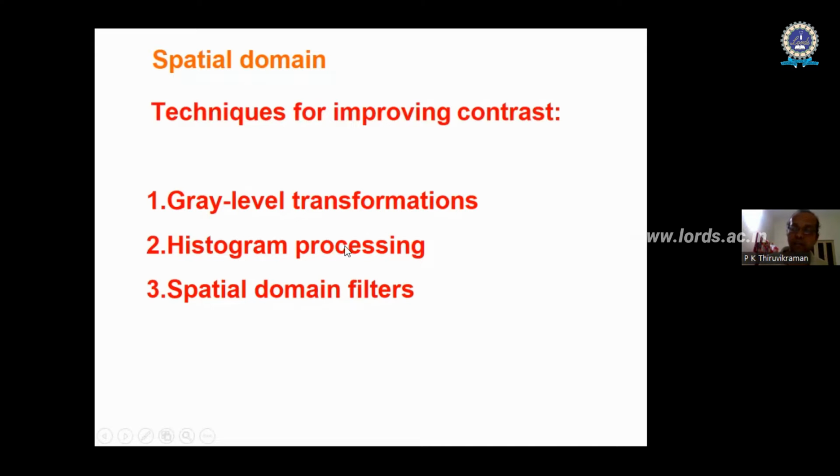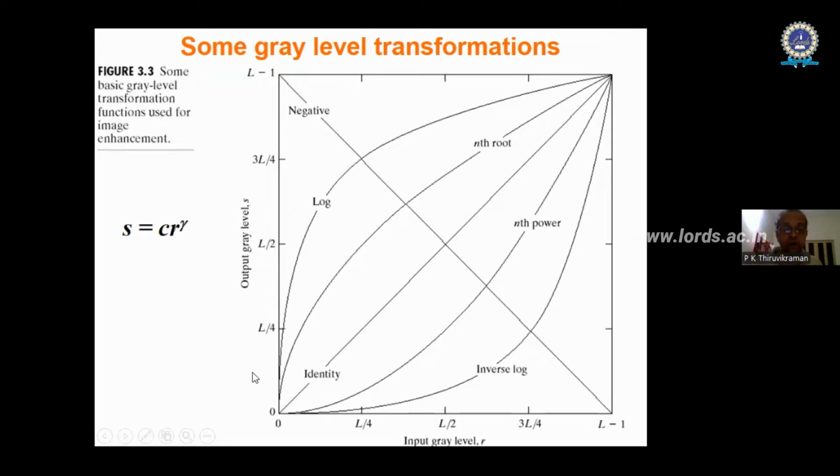So whatever I told you so far, averaging, etc., doesn't it actually reduce the contrast, because it leads to blurring? Remember, that's like reducing contrast. So we have to do the opposite of averaging. That will come under the spatial domain filter. But let's first look at gray level transformations. All the possible gray level transformations are summarized.